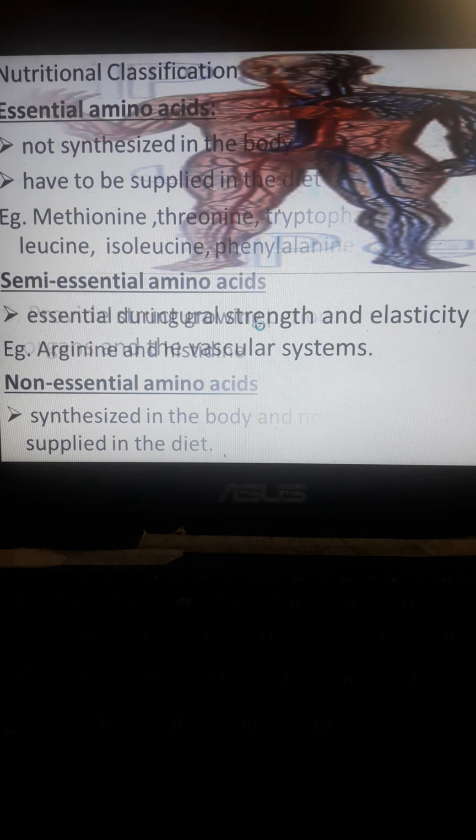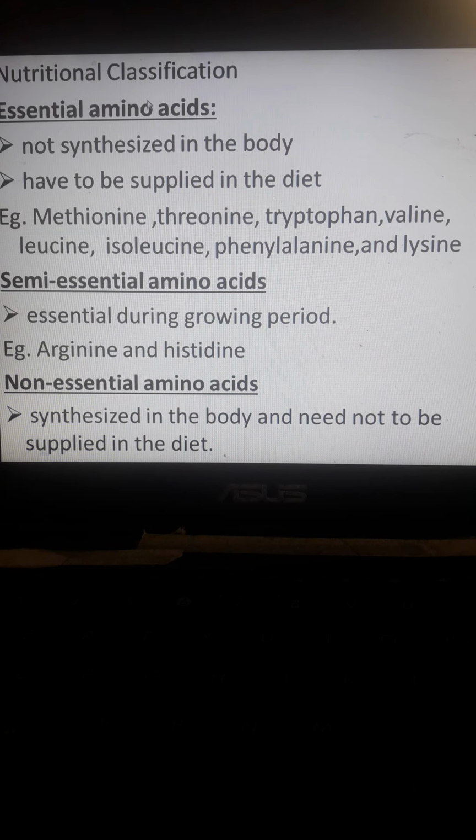Okay, provide structural strength and elasticity to organs, and the vascular system, or the bloodstream. Usually, yung structural, meaning itong mga muscles composed of amino acids. It's composed of protein. Okay.